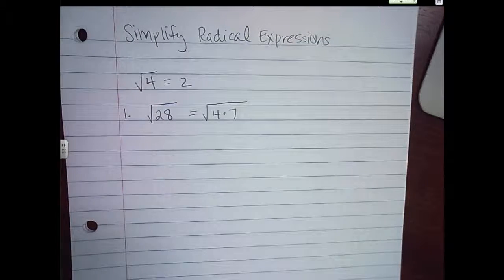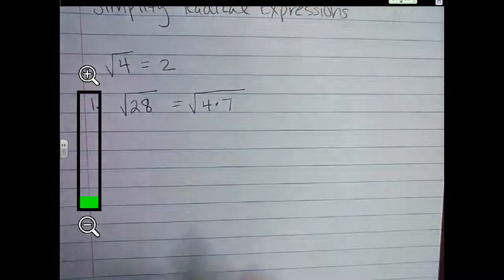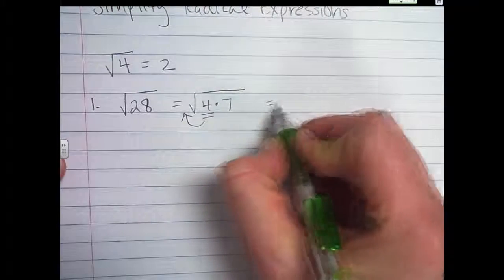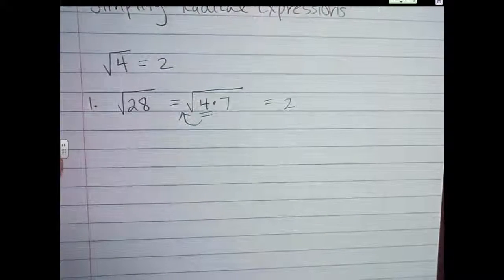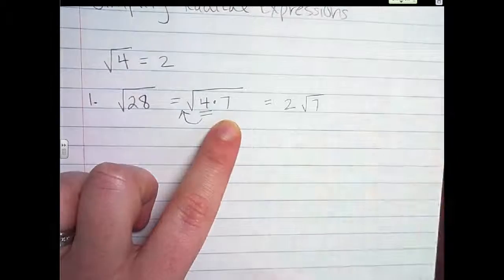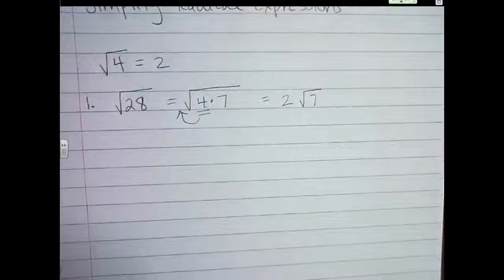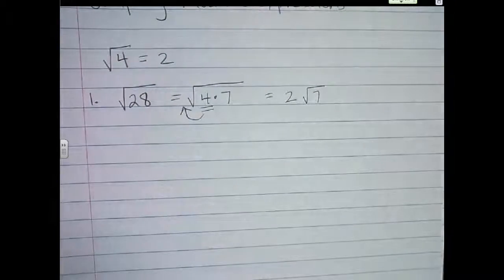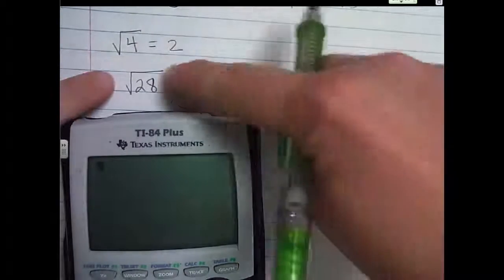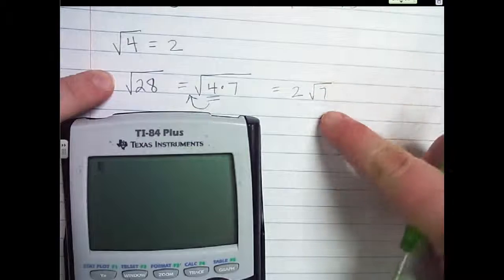We're just going to break each one down. So what is the square root of 4? 2. So that's going to come outside the radical. Do I know the square root of 7? No, so it stays inside the radical. And that's the answer. Now here's what's nice about this. You can check your answer. You can't get from here to here with the calculator, but you can check and make sure it's right.